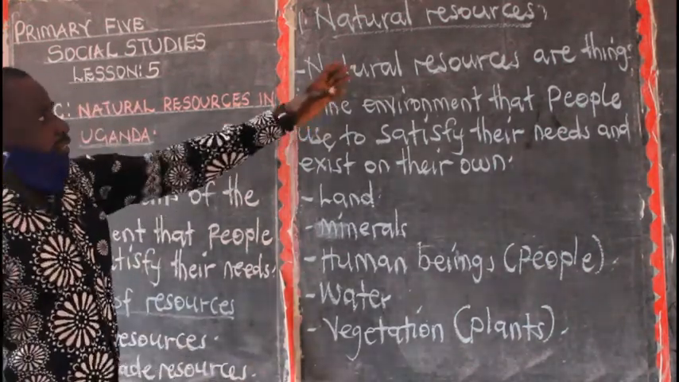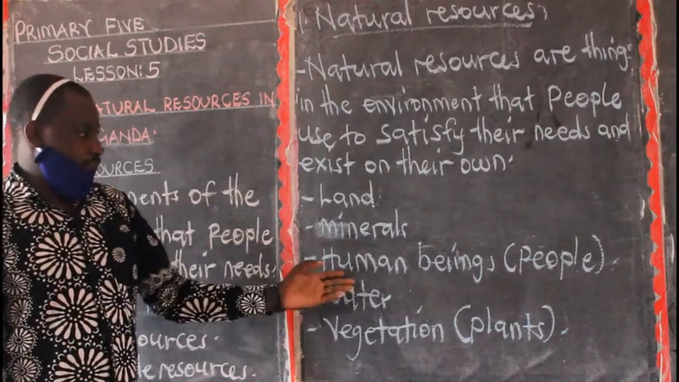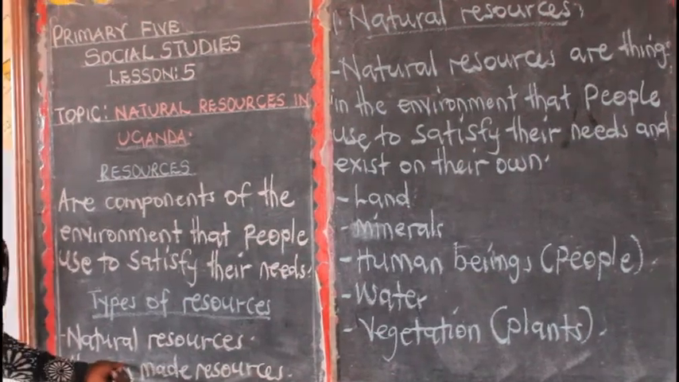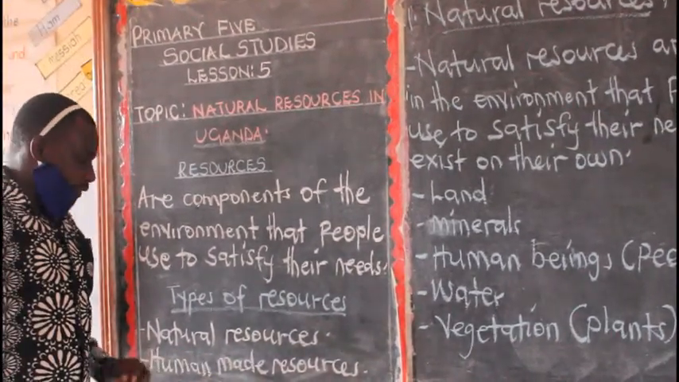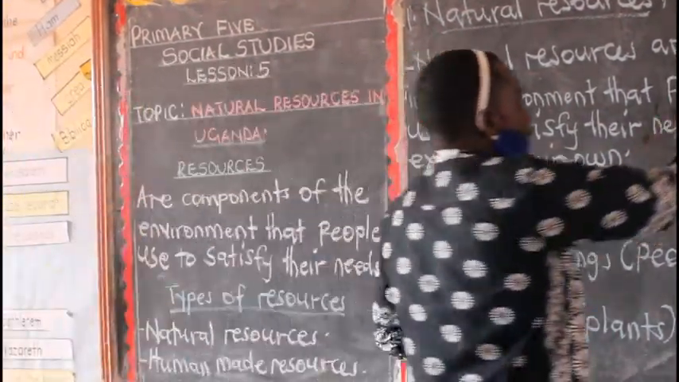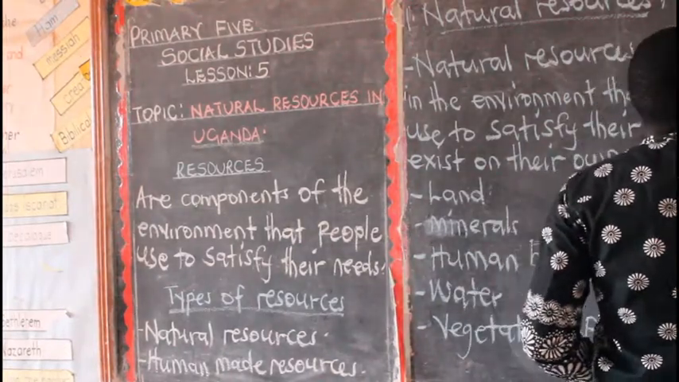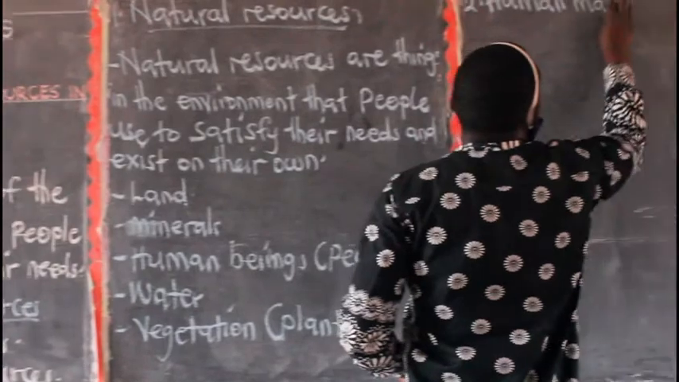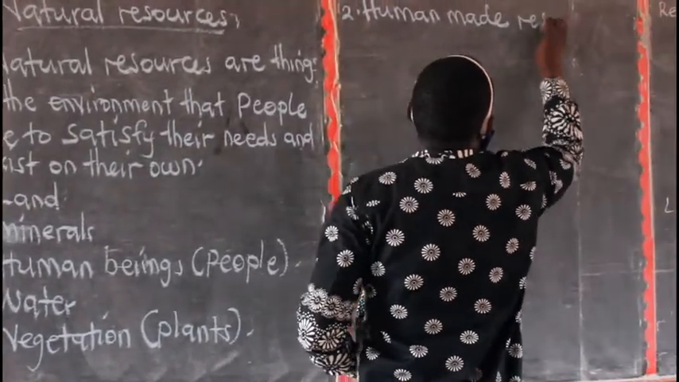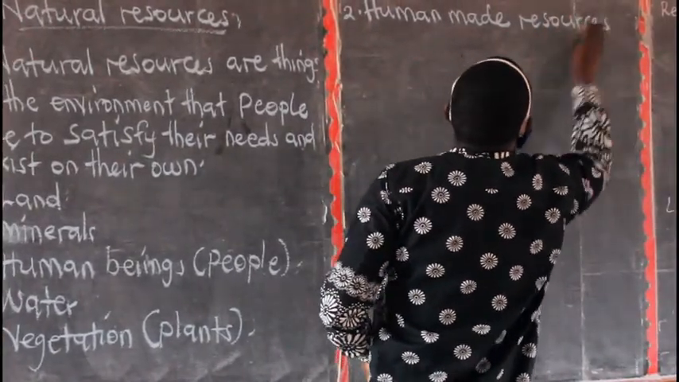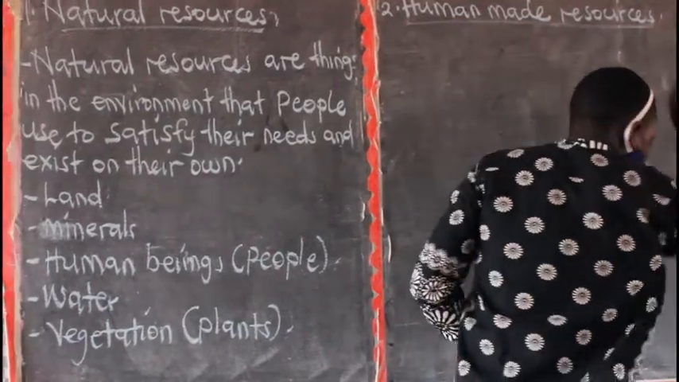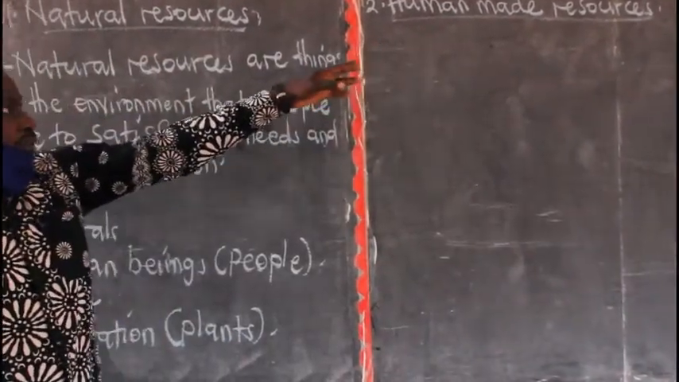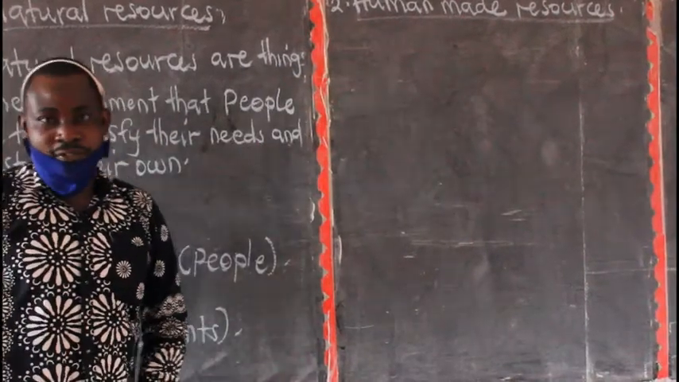Then after looking at the examples of natural resources, you can also look at our second type of resource, and that is human-made resources. So our second type is about the human-made resources.